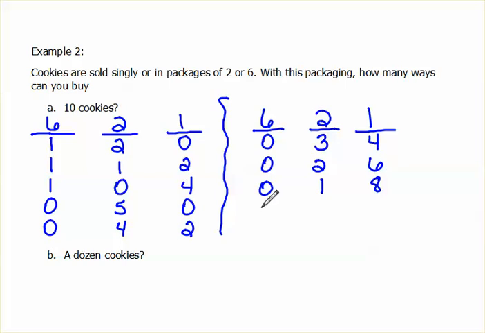Now I have 8 cookies left over, so those would have to become single packs. Okay, what if I had 0 groups of 6, but I also had 0 groups of 2? That would leave me with 10 cookies, so I'd have to do those in groups of singles.